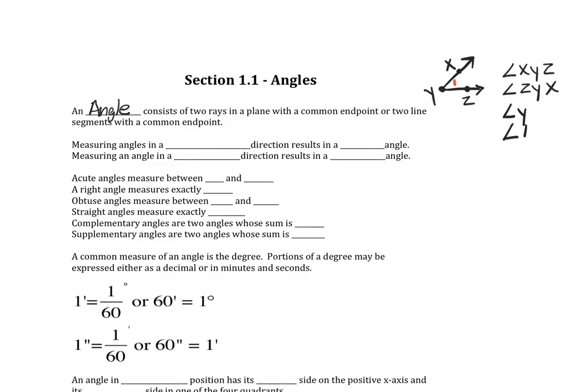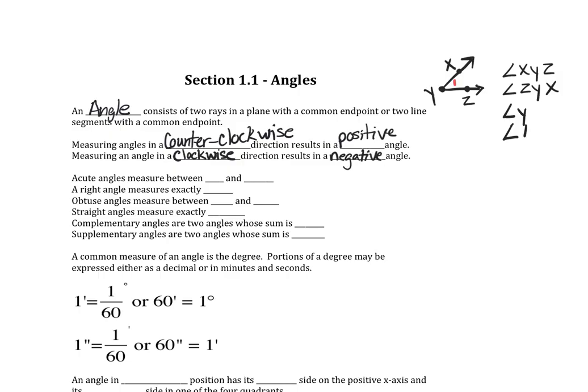All right, measuring angles in a counterclockwise direction, so that would be rotating towards the left. This would give us angles that have a positive angle measure. And if we measure an angle in a clockwise direction, so that would be rotating towards the right, that results in a negative angle measure.